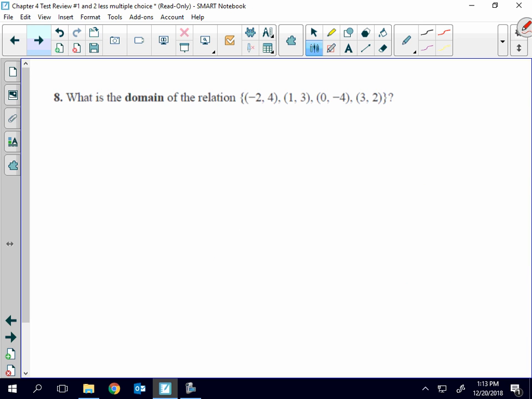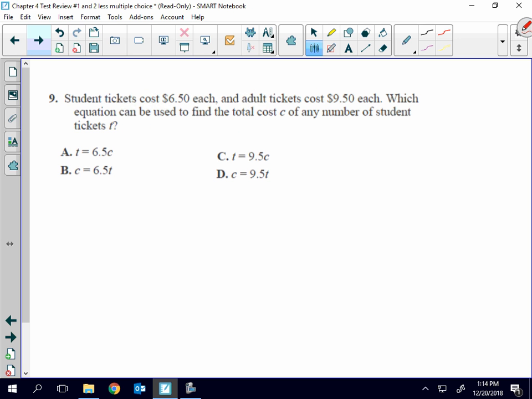Domain, easy one, all the x's in numerical order. So the domain is -2, comma 0, comma 1, comma 3. Range would be all the y's. This one gives you some extra information.